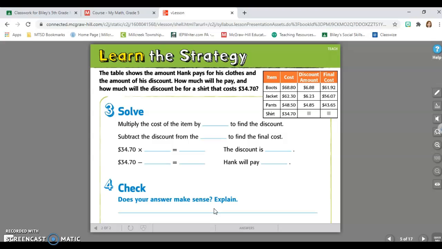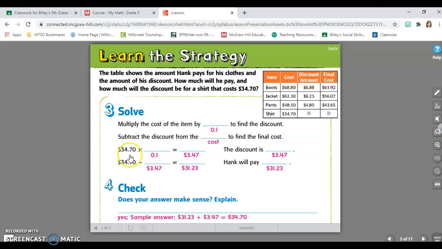So for step number 3, we have enough information to figure out how to solve. We are going to multiply the cost of the item by 1/10 to find the discount. We're going to subtract the amount from the cost to find the final cost. So we're going to do 1/10, the cost.